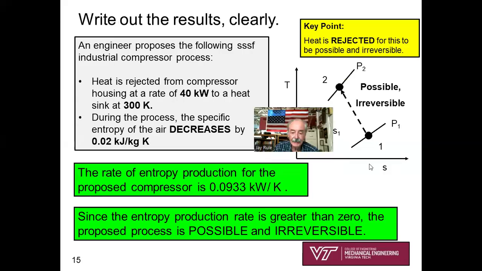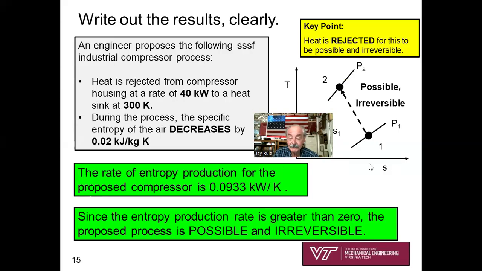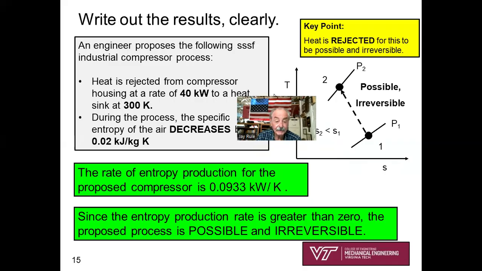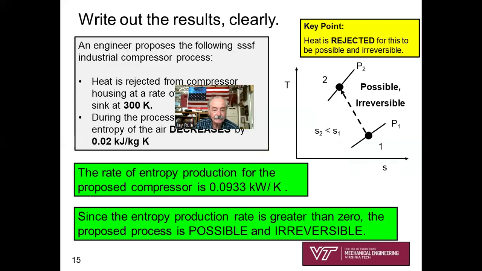And if I were going to turn this in for credit, here's my summary. Let's see, there's the statement of the first law. I'll put my picture over top of that. Here's my TS diagram. So I am showing my dashed line, showing it's possible and irreversible. I'm saying numerically what is the rate of entropy production, 0.0933 kilowatts per degree K. And I'm clearly writing out that the proposed process the engineer proposes is both possible and it's irreversible. Okay, pretty decent problem.